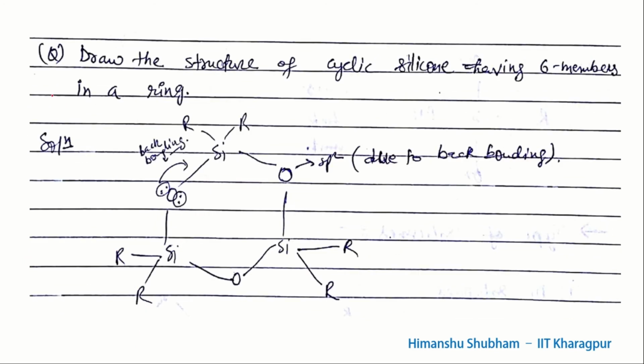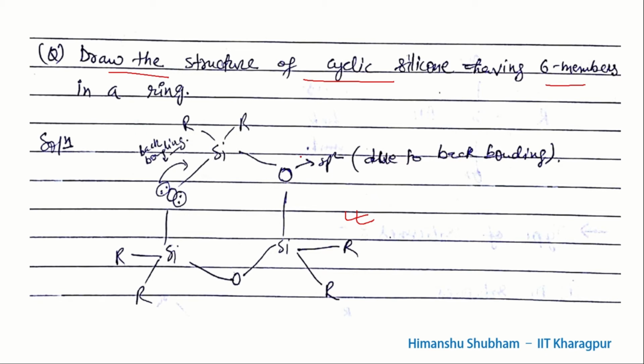Before moving on to the third kind of silicones, if we look at this problem here, we have to draw the structure of a cyclic silicone having 6 members in a ring. This cyclic silicone can be formed by the chain forming unit. This chain forming unit can form a linear chain as well, but it can also form cyclic silicone. In this we have three such chain forming units which have formed in a cyclic manner, and this is that particular cyclic silicone having 6 members in a ring.